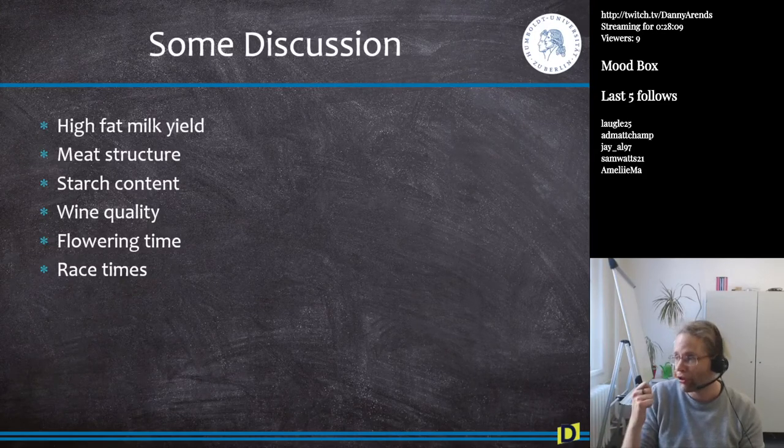All right, so let's go through the other ones. Starch content, of course, is a very quantitative trait. It is very easy to measure the amount of starch. Again, you can express it in parts per million. Wine quality is more or less the same as meat structure.